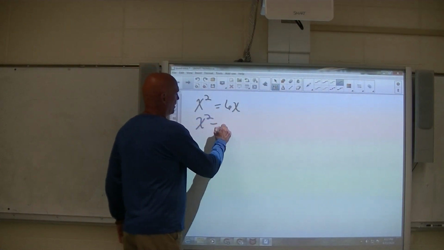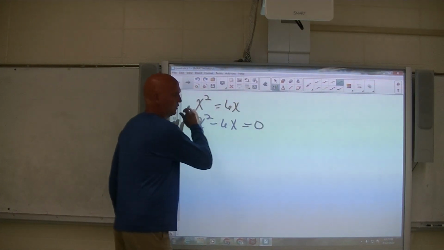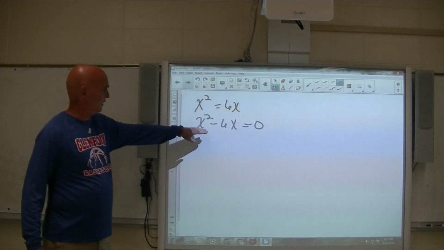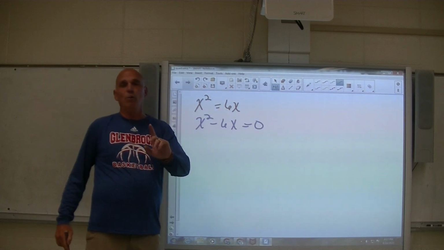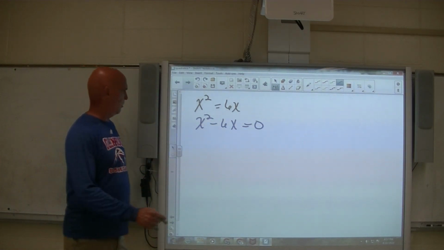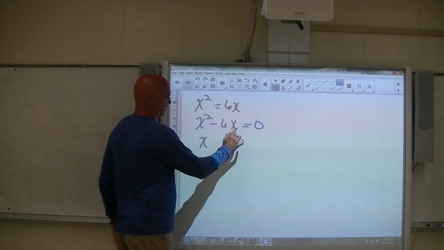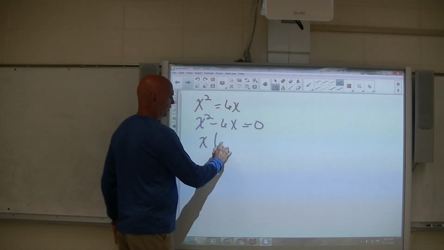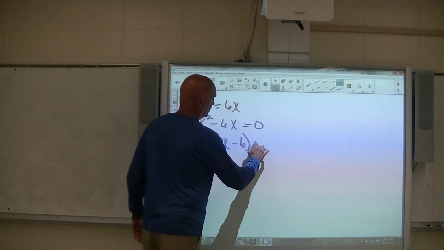So go x squared minus 6x equals 0. Subtract 6x from both sides like this and factor this. The first thing we told you when factoring is, first thing you look for is something you can factor out of everything. So you can factor out an x here. There's a common factor of x between these two, so factor into x times x minus 6.